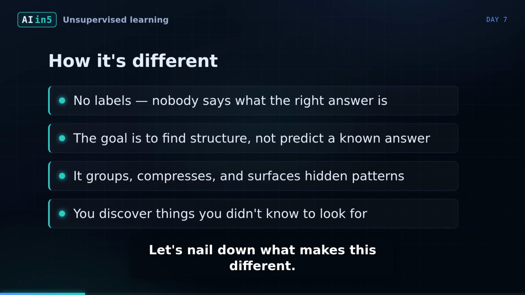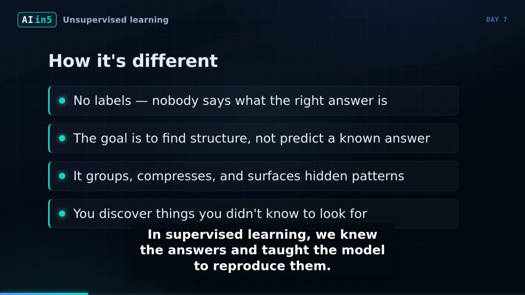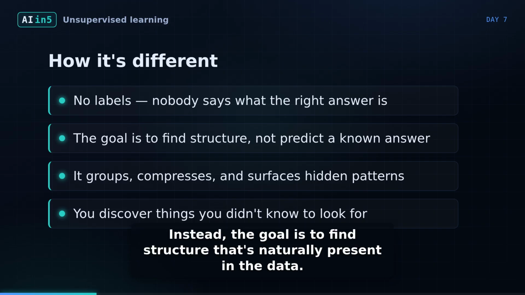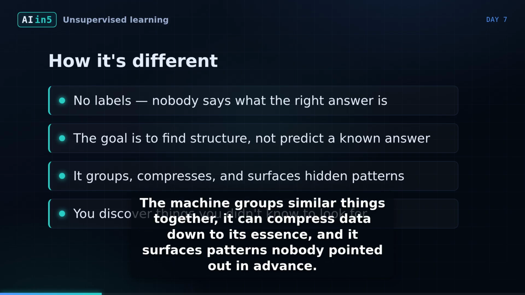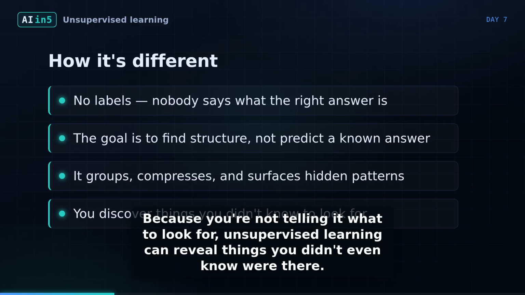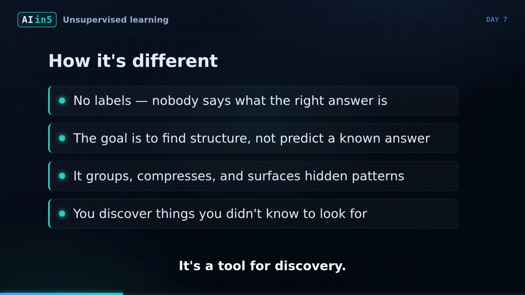Let's nail down what makes this different. In supervised learning, we knew the answers and taught the model to reproduce them. Here, there are no answers to teach. Instead, the goal is to find structure that's naturally present in the data. The machine groups similar things together. It can compress data down to its essence, and it surfaces patterns nobody pointed out in advance. And that last part is the magic. Because you're not telling it what to look for, unsupervised learning can reveal things you didn't even know were there. It's a tool for discovery.